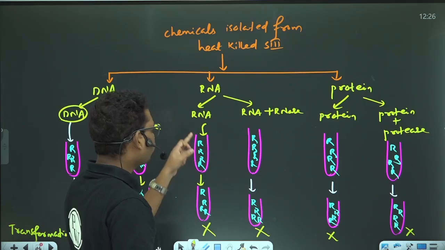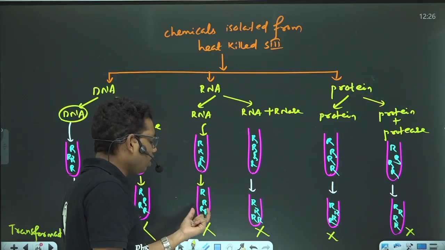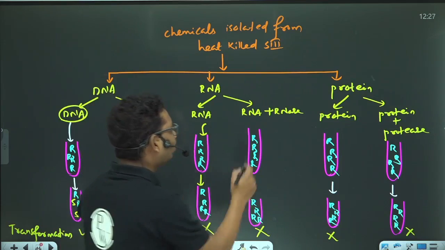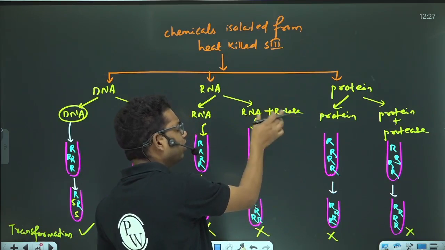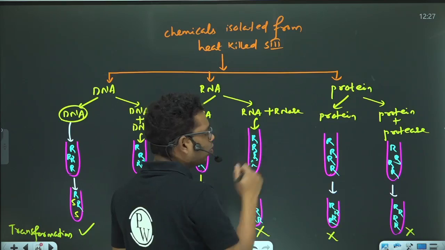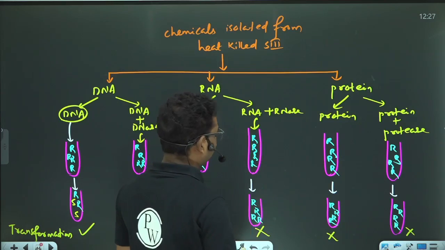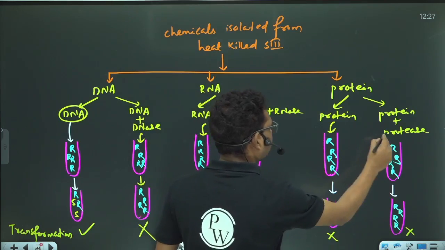Here the RNA molecule was added. There was no transformation. When RNA plus RNase was added, the RNA will not be there; it will be broken down. Here there was no transformation. Here also no transformation. Here also no transformation.